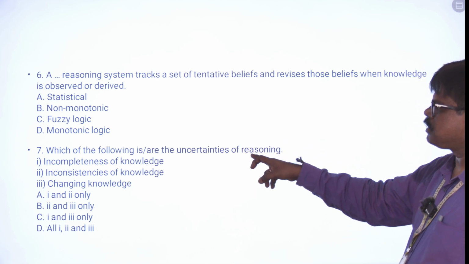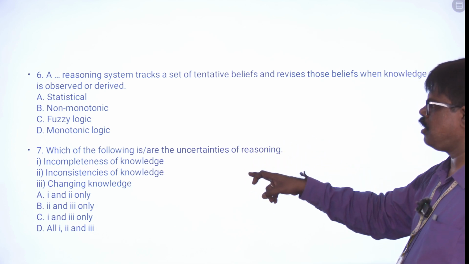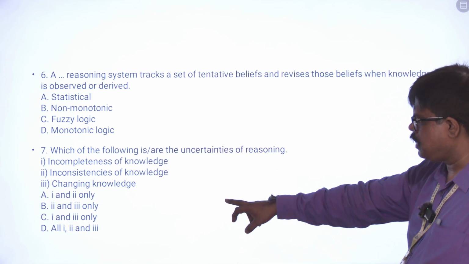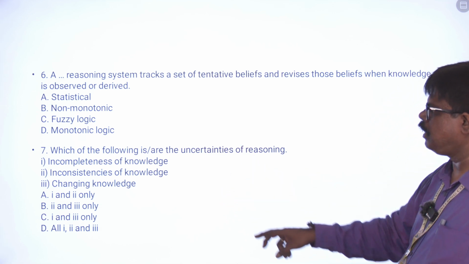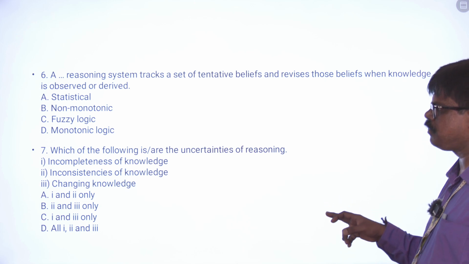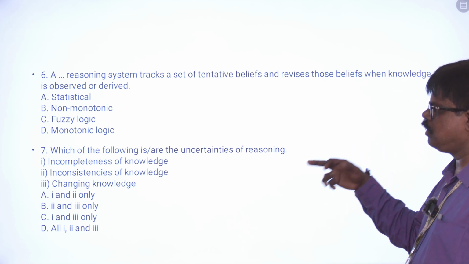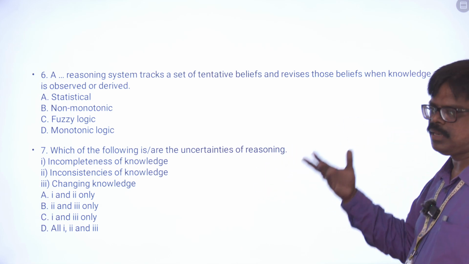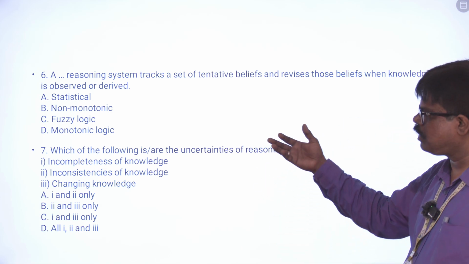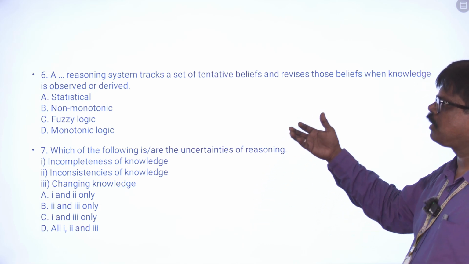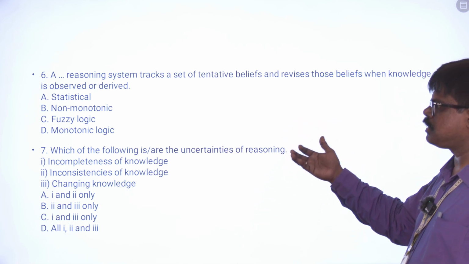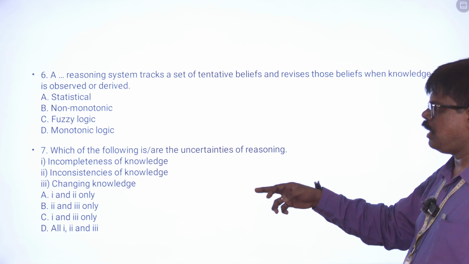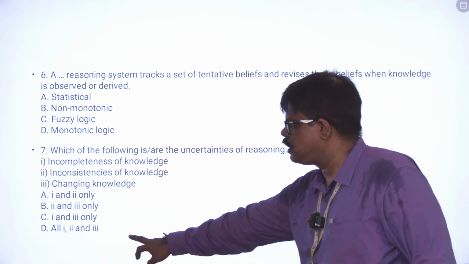Seventh one: incompleteness of knowledge, inconsistency of knowledge, changing knowledge. The last option is A, all the three: incompleteness of knowledge, inconsistency of knowledge, changing of knowledge. So the solution is D. Which of the following is uncertainty of reasoning? When uncertainty of reasoning occurs, all the three come into existence. So the solution for this seventh question is D.